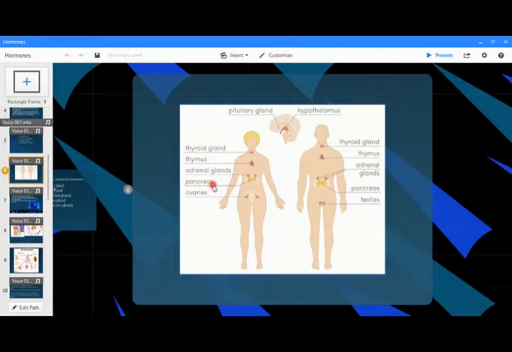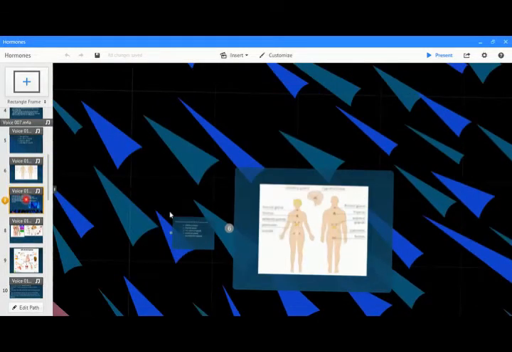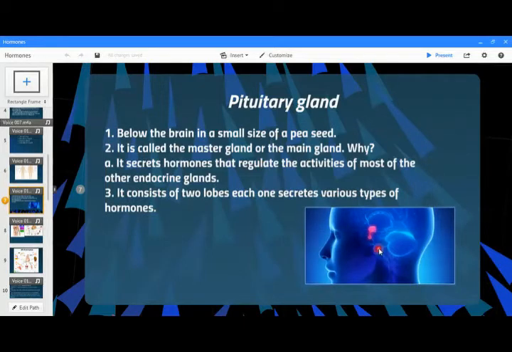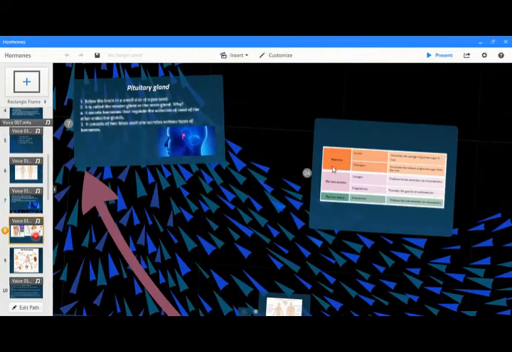Each gland secretes hormones. Starting with the master gland, the pituitary gland. It is found below the brain, in the small size of a pea seed, and it's called the master gland or the main gland. Why? Because it secretes a lot of hormones that regulate the other glands. So you can say that it controls the other glands. It secretes hormones to regulate the activities of most of the other endocrine glands. It consists of two lobes, and each one secretes various types of hormones. Here are the hormones.